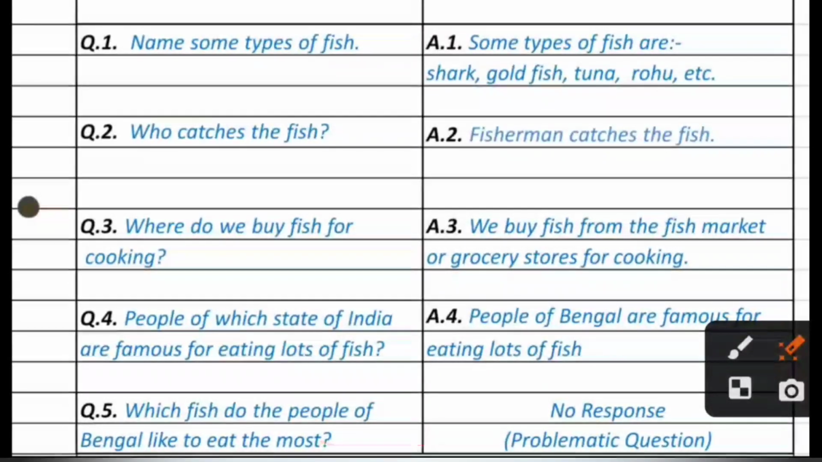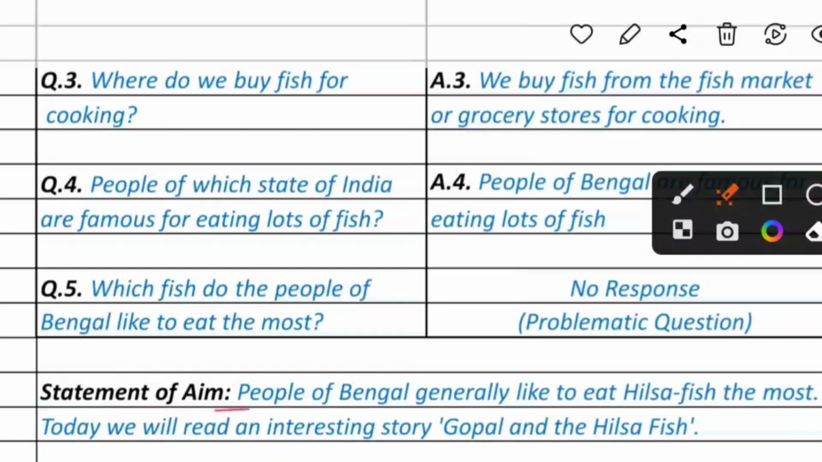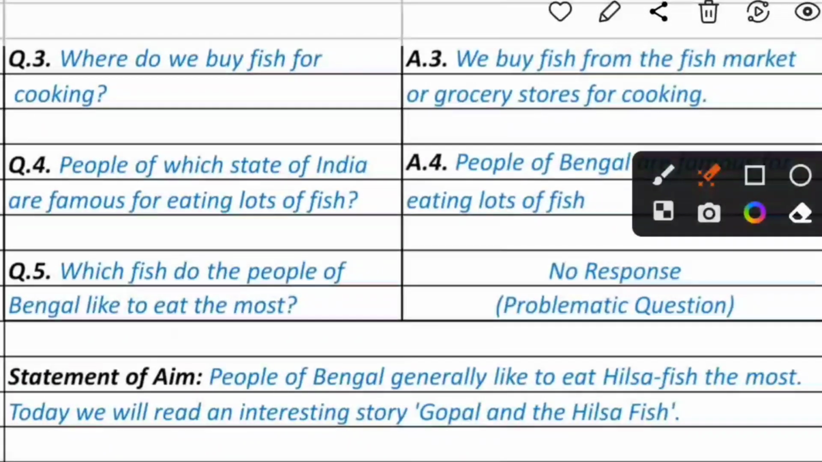So now you will declare the topic, for which the heading will be statement of aim. And here if you want, you can give the statement of aim while telling the answer of the fifth question, or some may prefer to just tell the topic. So here, as I have written, I would prefer giving the answer of the question, and I'll say that people of Bengal generally like to eat hilsa fish the most. And today we'll read an interesting story, Gopal and the hilsa fish.